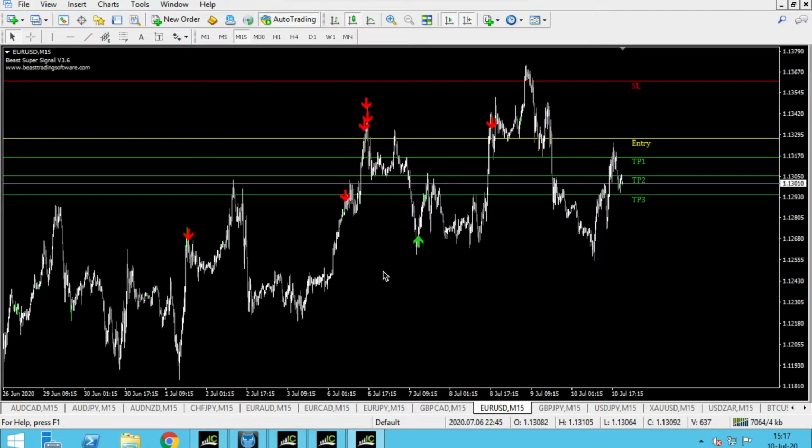Also, we are running the indicator on default settings. The only thing that we have changed is we have disabled the panel so that it doesn't take up any space on the charts, so that you can see past signals. Other than that, everything is running pretty much standard.